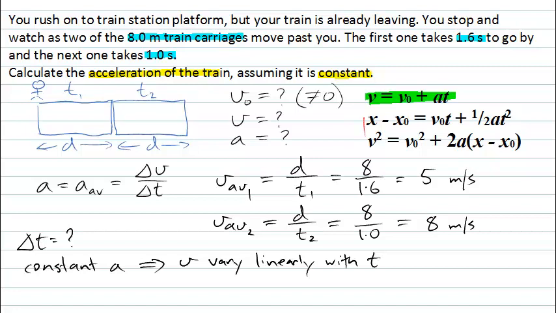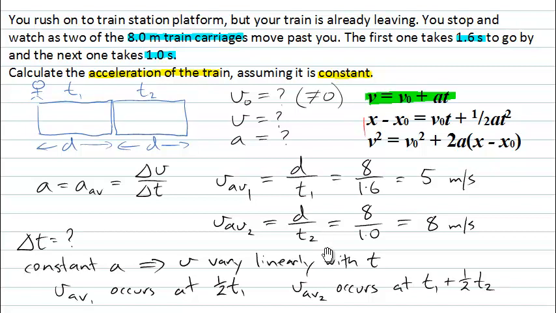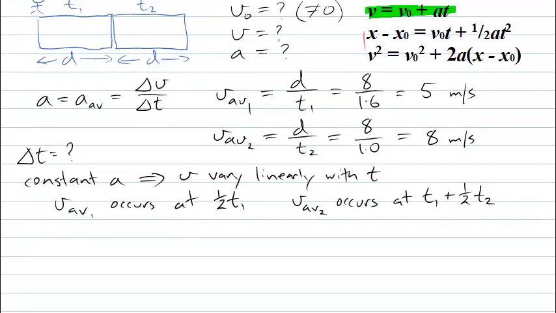So that tells us that if our velocity varies linearly with time, then the average velocity will occur halfway through in time. So V of 1 occurs at a time of a half t1. That's when the average velocity of the train is exactly equal to 5 meters per second, halfway through the time it takes for the first carriage to go past. And similarly, V average 2 occurs, and here it's a little bit more complicated, it occurs after the first carriage has gone past, plus half the time for the second carriage to go past. So let's move our page up a little bit here. So this one here at half t1, this one here at t1 plus a half t2.